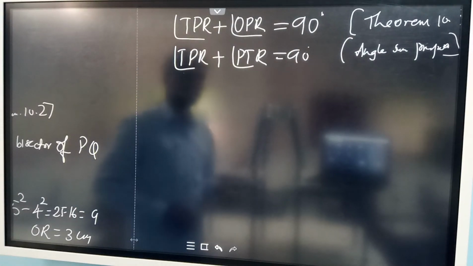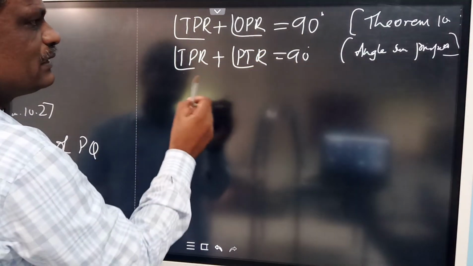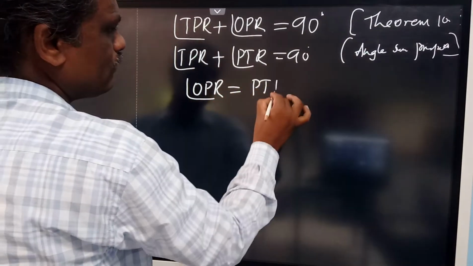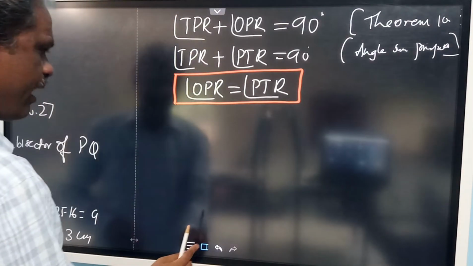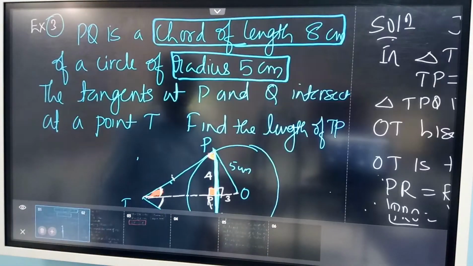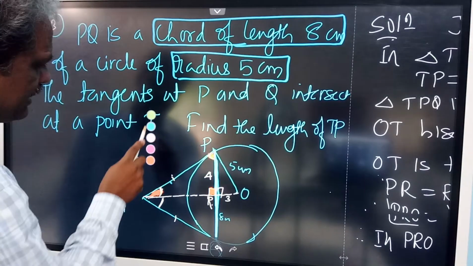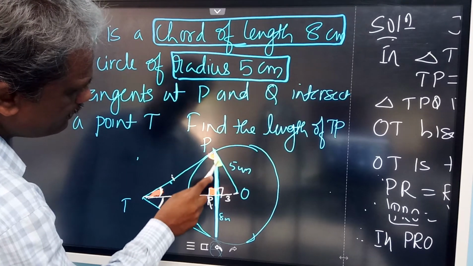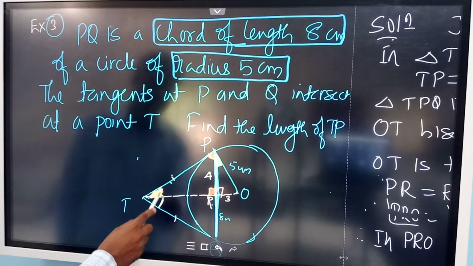Now you compare this one. So from these two, here TPR is also same, here 90 degree is same. Therefore I can write angle OPR must be equal to angle PTR. So this is the conclusion you are getting. Angle OPR is equal to angle PTR. What is that OPR? Angle OPR means this angle. So I will write, so this angle OPR is equal to PTR. We proved that these two angles are equal.